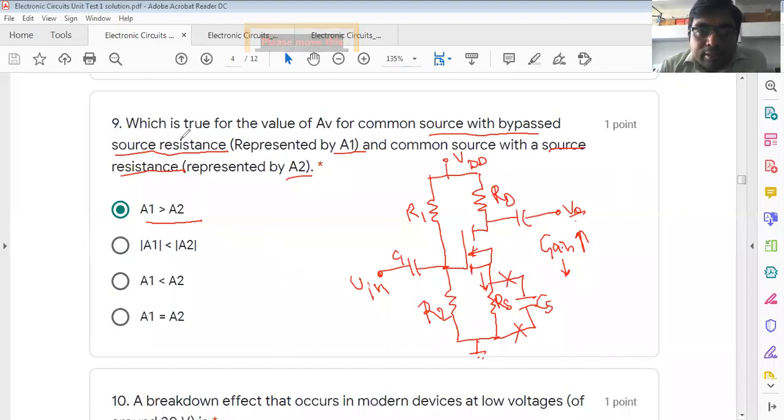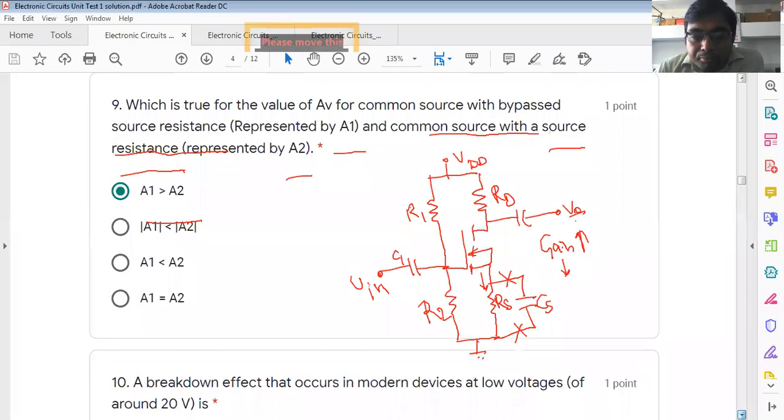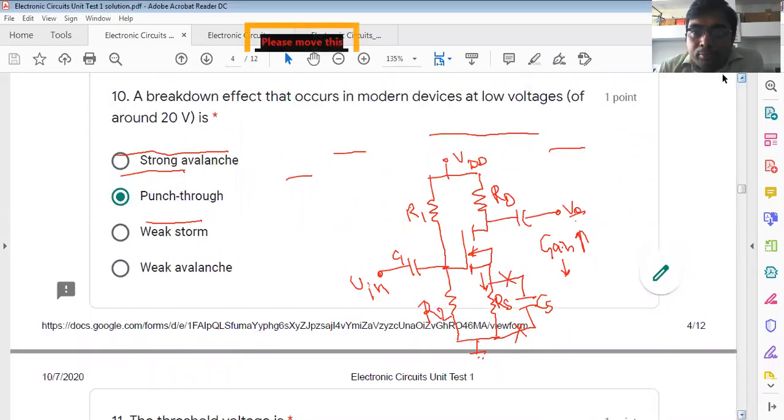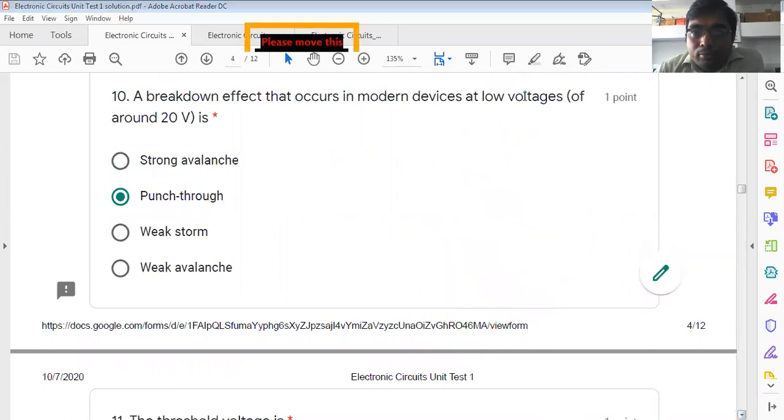We have already learned this topic in the theory also. I hope the concept would be clear. Now come to another question, a question on the non-ideal characteristics of the MOSFET. The breakdown effect that occurs in modern devices at a low voltage of around 20 volts is punch through. We have learned some breakdown effects like avalanche breakdown, punch through. So this is the example of punch through actually.